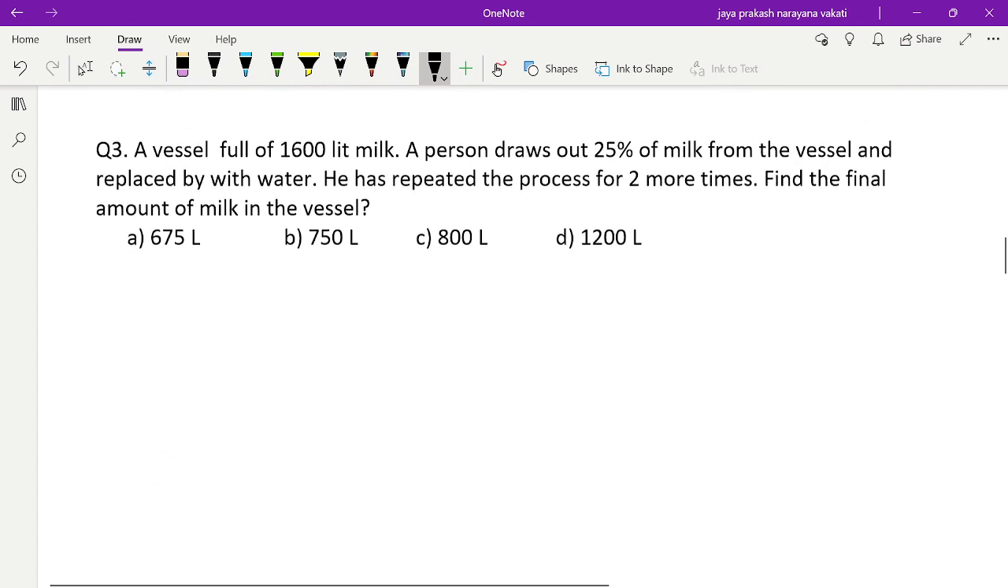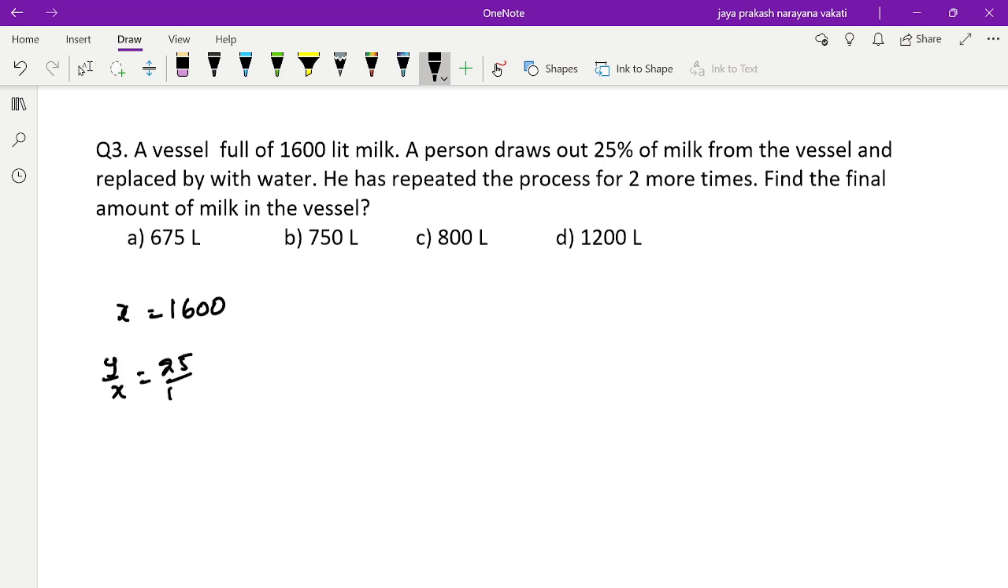It's a similar problem to it. I hope you paused the video for a minute and solved the problem, and then see the solution. So I hope you have done it, and I'm continuing. Here a vessel full of 1600 liters milk. So X is given as 1600. The person draws 25% of milk from the vessel, and he's again replacing it now. So he has directly given y by x.